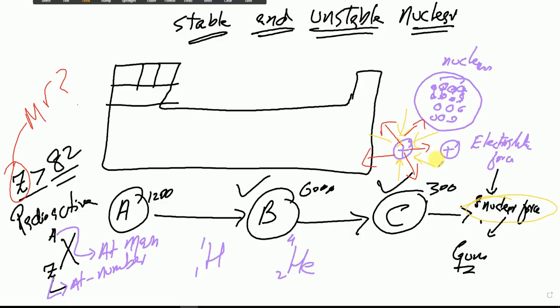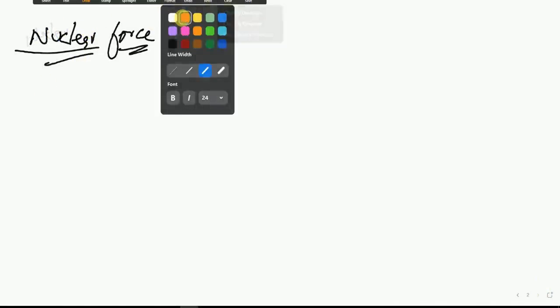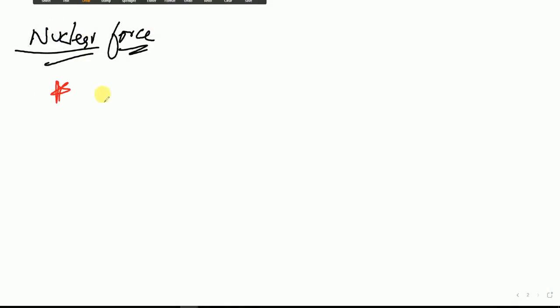The range of this nuclear force is no more than 3 to 4 femtometers. A femtometer means 10 to the power minus 15 meter.